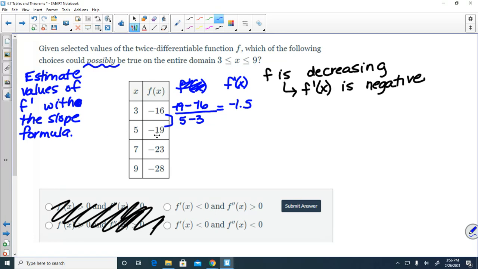Negative 1.5. Okay. Now let's calculate the slope between these two points. Negative 23 minus negative 19 over 7 minus 5. I'm using a calculator right now. Negative 4 divided by 2, I get negative 2. And then look at the slope right here. Negative 28 minus negative 23 over 7 minus 9.